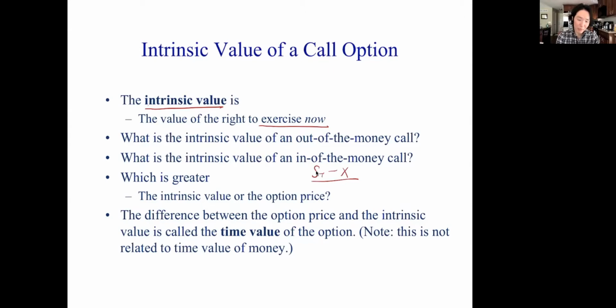In other words, the market value of a call has two components. One is intrinsic value. The other is what is called the time value. Which one is greater, the intrinsic value or the option price? The option price is always greater because there is what is called the time value in a call option. So the difference between the intrinsic value and the option value is the time value. By the way, this is not the same as the time value of money. So what is this time value?